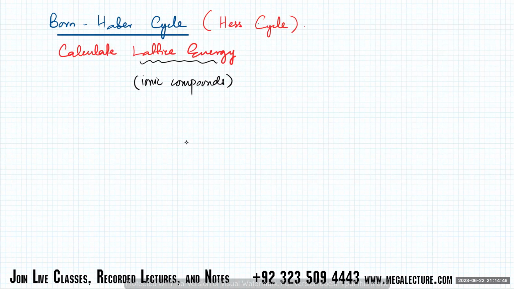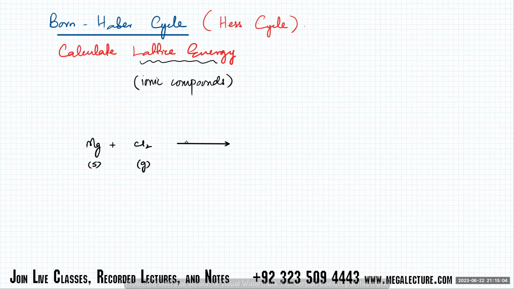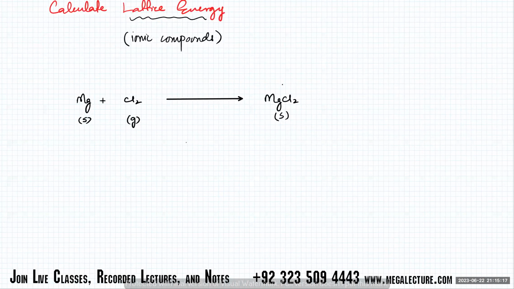Let's do a simple one. Let's go with MgCl2. So what is the enthalpy of formation of MgCl2? It's elements Mg and Cl2. Mg is a solid, Cl2 is a gas. And Mg and Cl2 elements react to form 1 mole of MgCl2, which is a solid. Okay, so that's your enthalpy of formation.